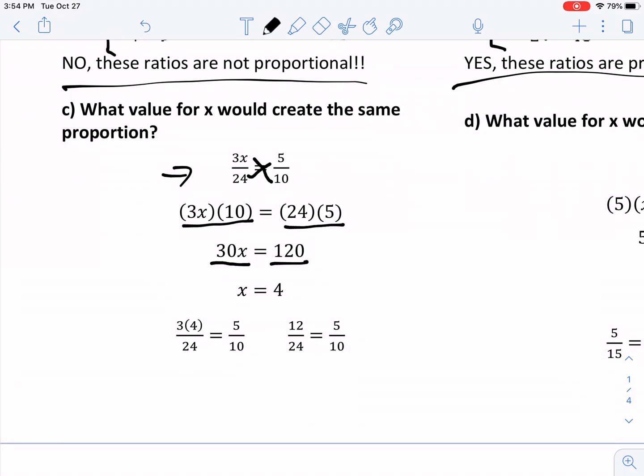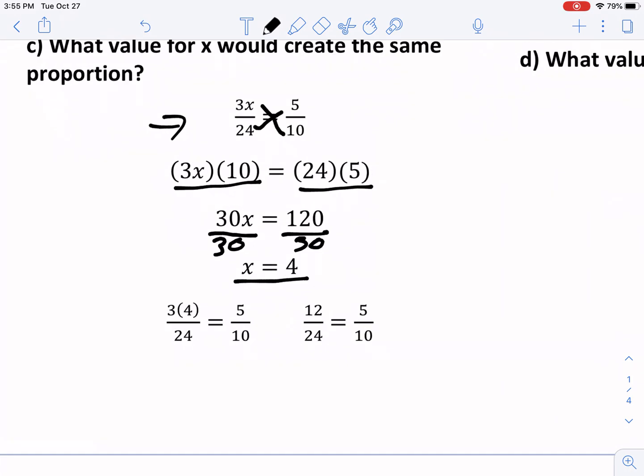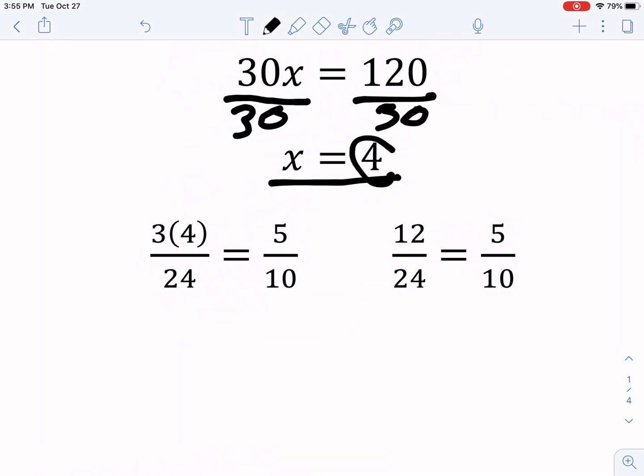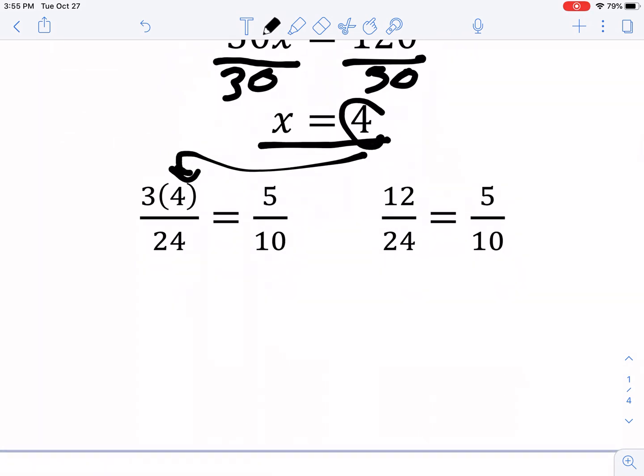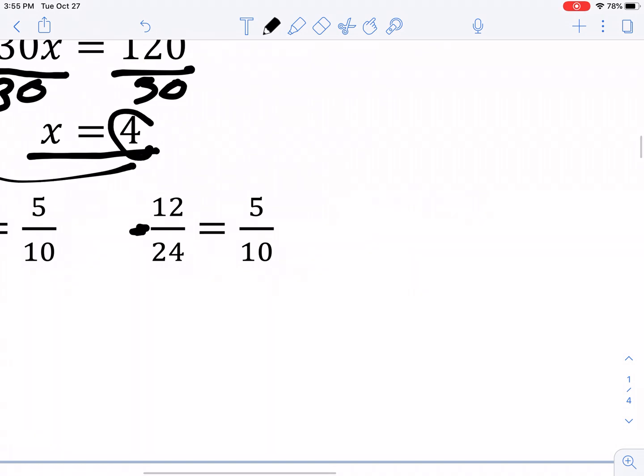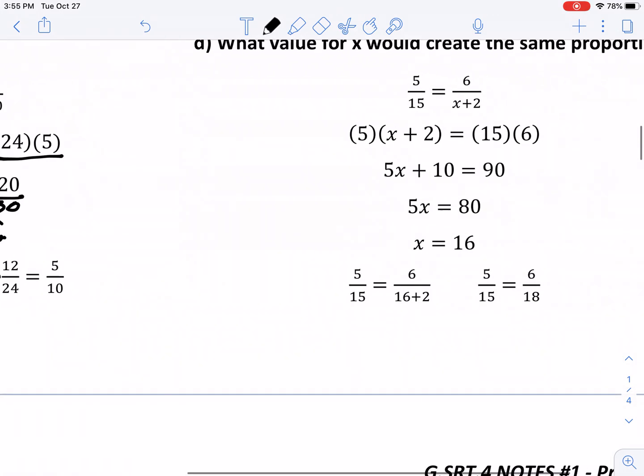Well, I have 30 times x. How do I get x by itself? Divide by 30, right? If I divide by 30, I get x equals 4. So x equals 4 would make these proportional, and that's what they're checking here. If I plug this back in for the x, it should come out to be a proportional fraction. 3 times 4 would give me 12 over 24. Okay, are these proportional? Yeah, 12 over 24 is 1/2, and 5 over 10 is 1/2. Okay, so we have equivalent ratios.